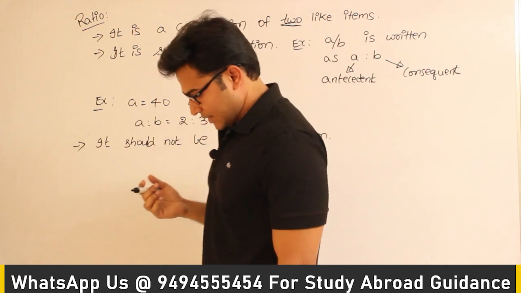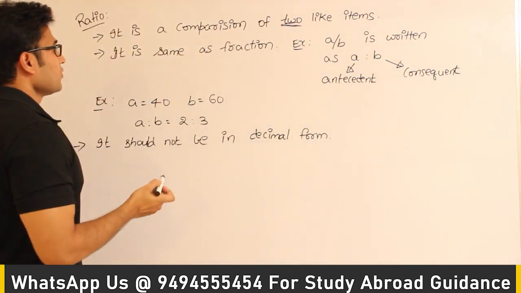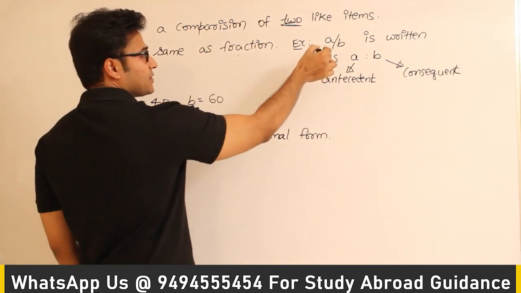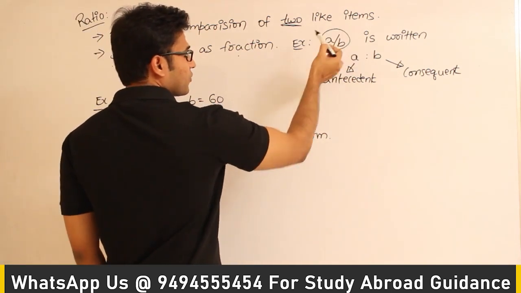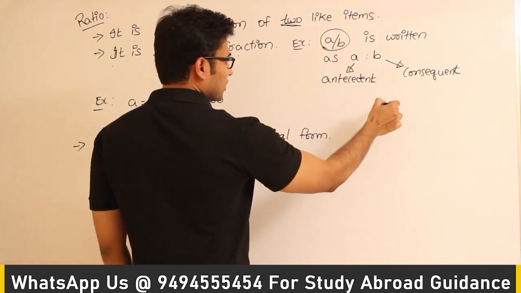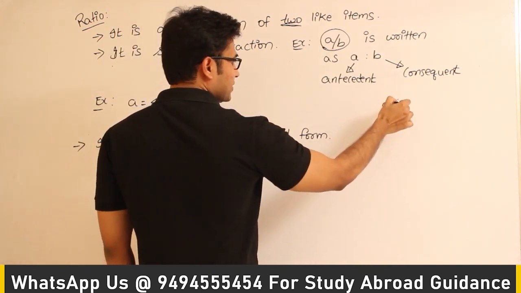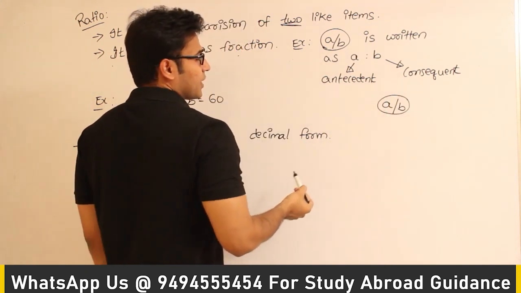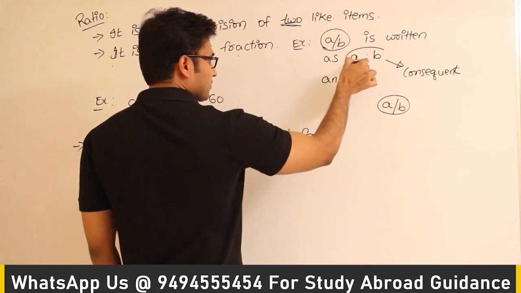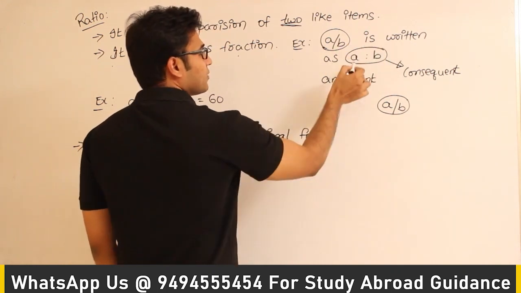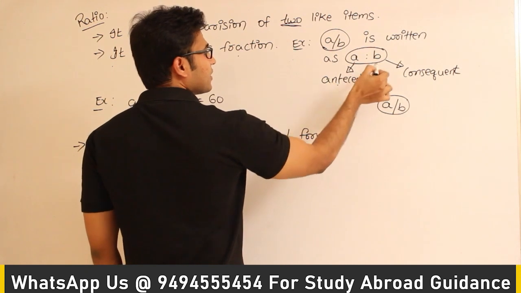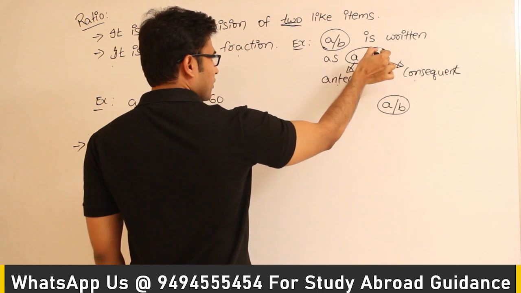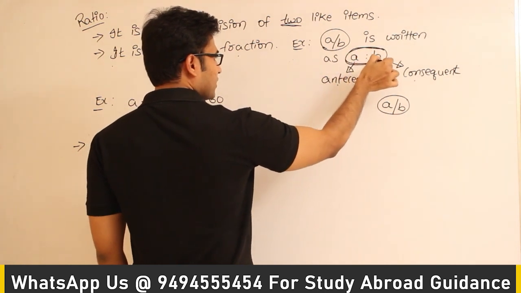And the second thing is, it is same as the fraction. So if you are talking about ratio between two numbers, it is exactly same as the fraction of those two numbers. If you are talking about ratio between a and b, you can even think of it as a fraction a by b, but it is written in a different form: a is to b, and the first one is called antecedent and the second one is called consequent.